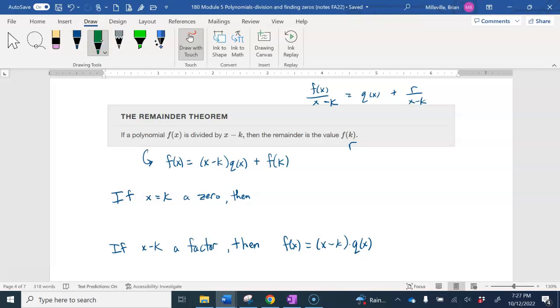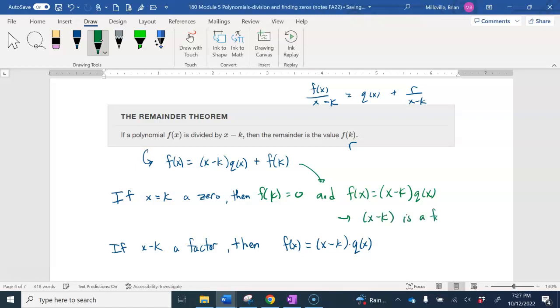If x equals k is a 0, then what does that mean? Well, that means f of k has got to equal 0. When you plug the number k in, you get 0. But from our remainder theorem, f of x then has to equal x minus k, your divisor, times your quotient. But if your remainder is f of k and that's 0, it's plus 0, so we're not going to bother writing that. What does that imply? That implies that x minus k is a factor of the polynomial f of x.